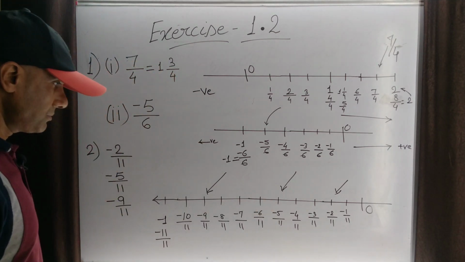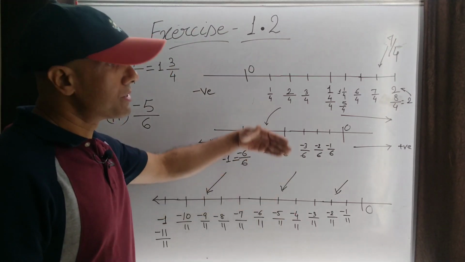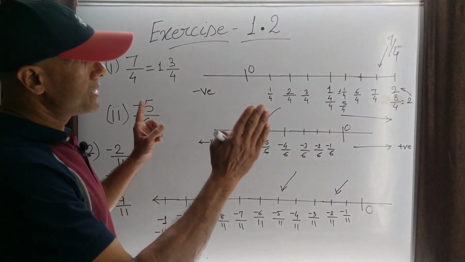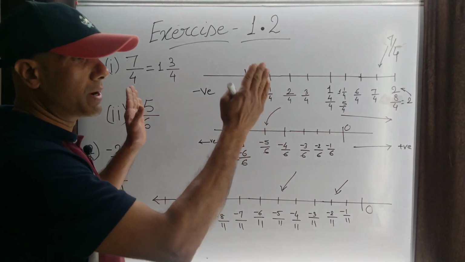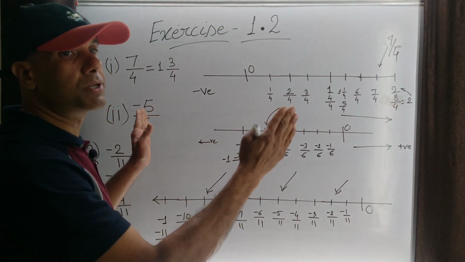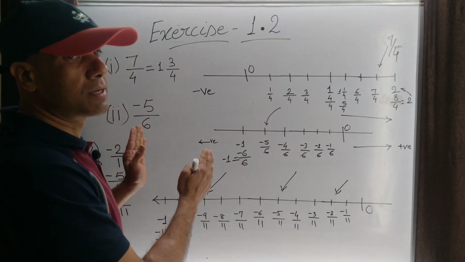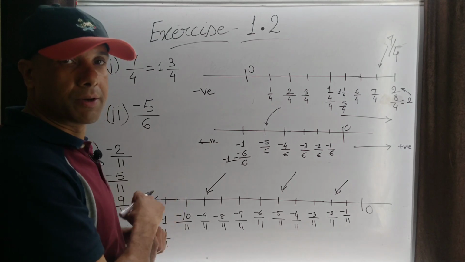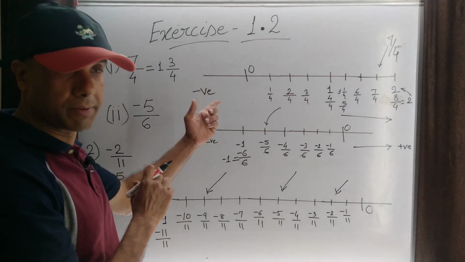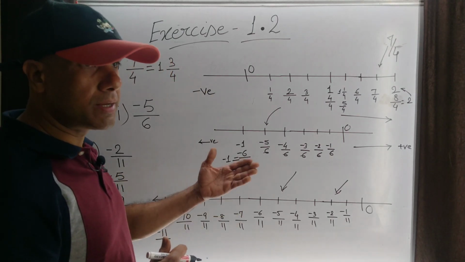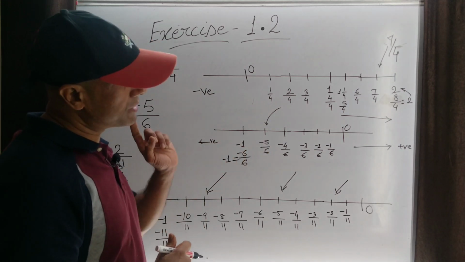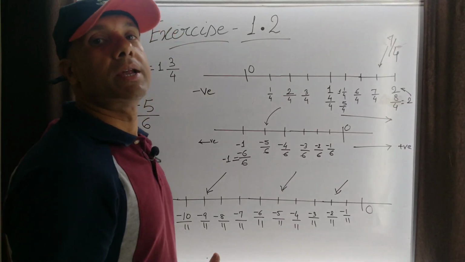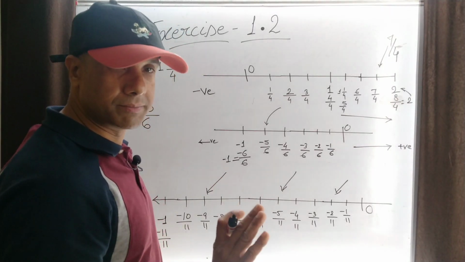Clear? So while representing a rational number on the number line, we divide each segment, that is a segment of an integer, into equal parts that is decided by the denominator, because the numerator is part of that. And similarly, as we deal in integers, on the right hand side there will be positive rational numbers, on the left hand side there will be negative rational numbers. Clear?